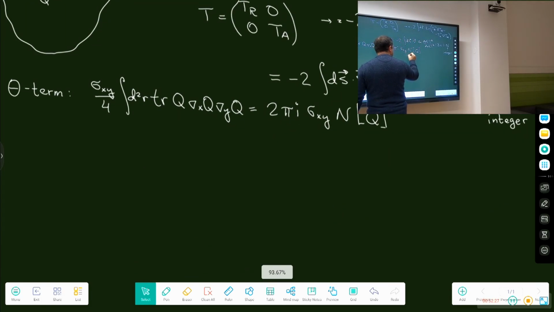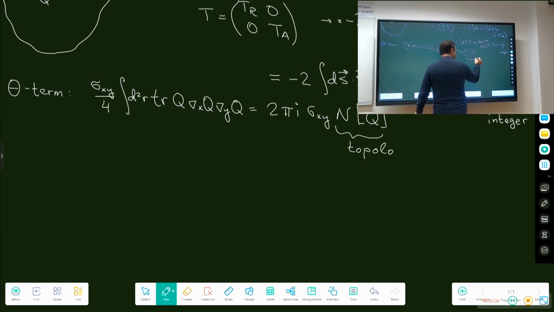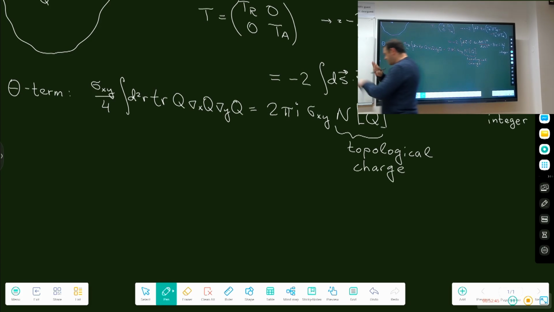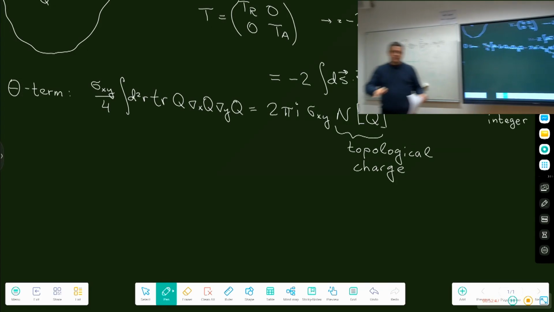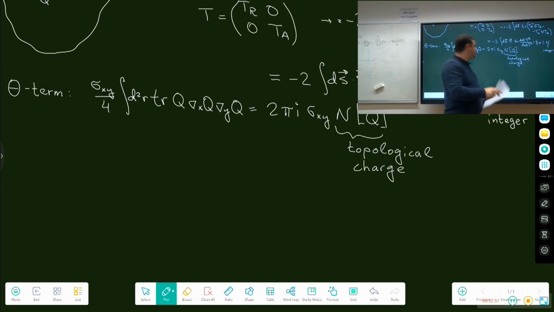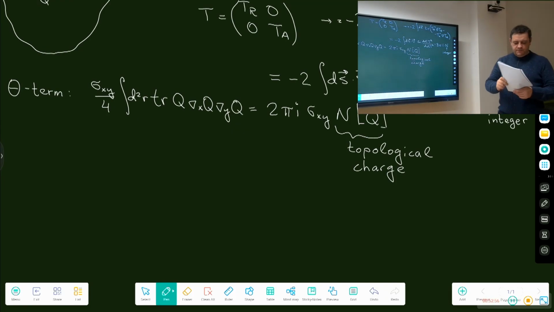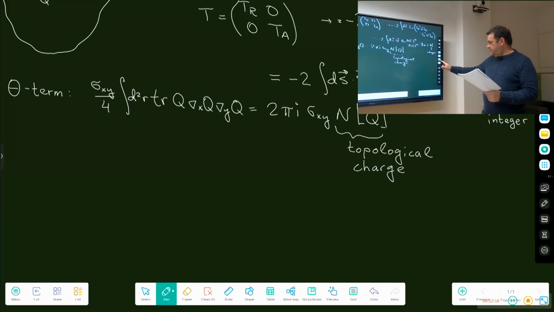This is topological charge. Why it is a topological charge, we will discuss in a minute. This object has a very clear geometric meaning, and you can check that all the coefficients are correct without doing all this nasty business with special unitary matrices. This is a topological charge.